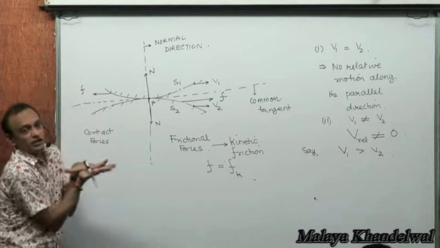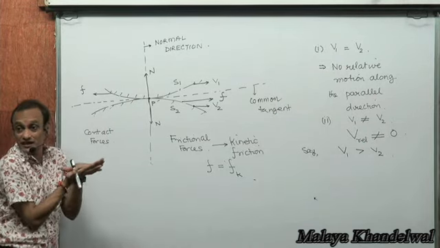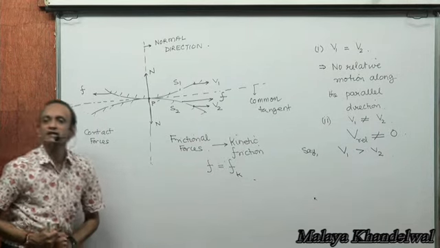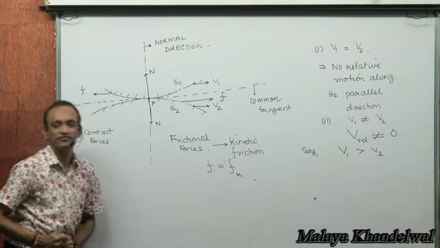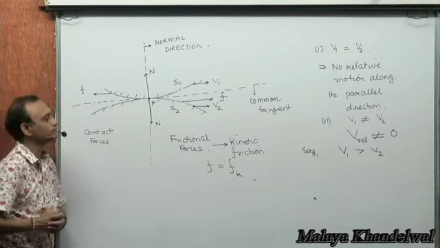When there is actual rubbing along the parallel direction, non-zero relative motion along the parallel direction, then the frictional force that prevails between the two contacting surfaces is called kinetic friction, and this F is written as Fk. Fk means F kinetic, right?